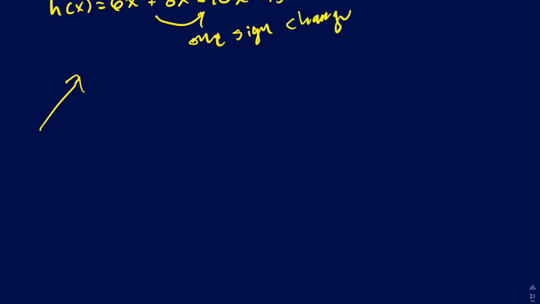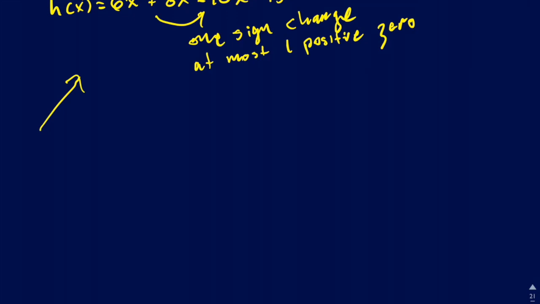So since we were just looking at h of x, that says at most one positive zero, or a multiple of 2 below that. Well, there are no multiples of 2 that are less than 1, so we have one sign change, meaning that we have one positive zero. So one positive zero.